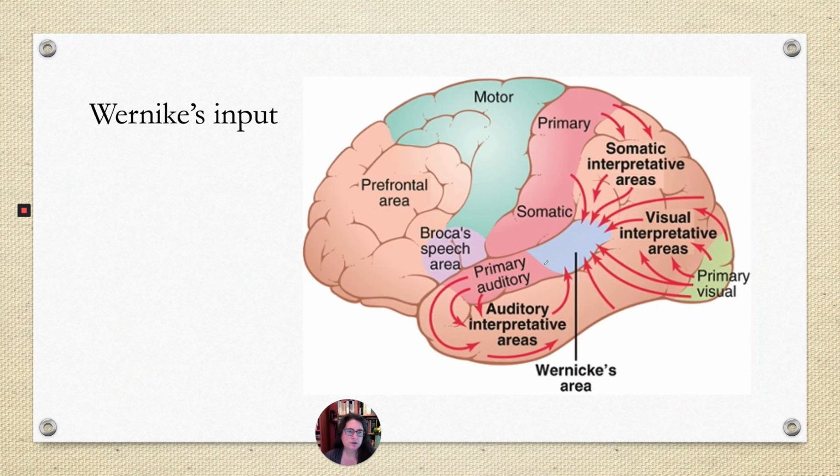Wernicke's input comes from a variety of sources, because language can be a variety of things. You can read words on a page, that would be visual input. You could hear someone speak, that would be auditory input. For sensations, there can be things you can touch that might be language-based. Probably the most obvious would be Braille for blind people. That's a language, and that has to be dependent on the sense of touch in order to interpret that. But if it is a symbolic language of some sort, Wernicke's area seems to be the area that is necessary for that.